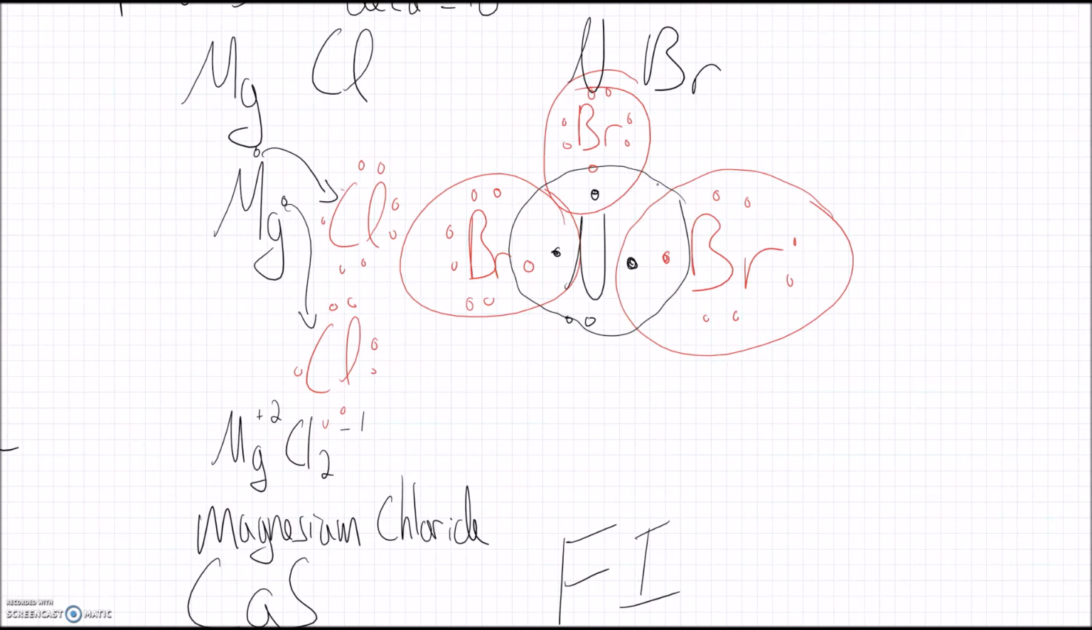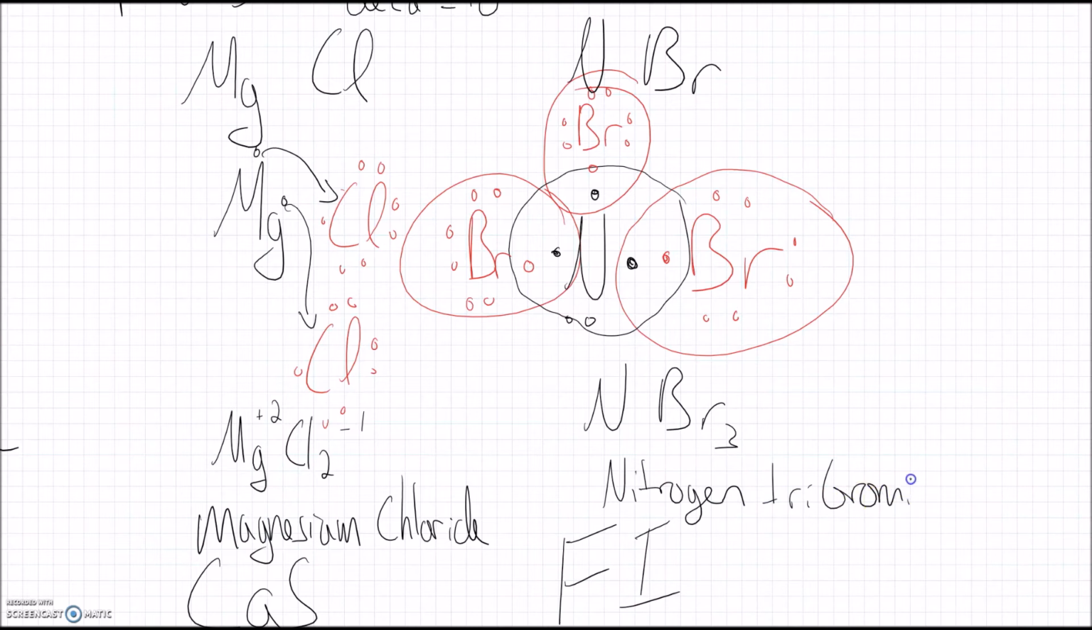So, we need 3 Brs and 1 N. So our formula is going to look like this: NBr3. No charges because it's covalent. How many nitrogens do we have? We have 1 nitrogen, so we just call it nitrogen. How many Brs do we have? 3. So it's tribromide. Nitrogen tribromide.